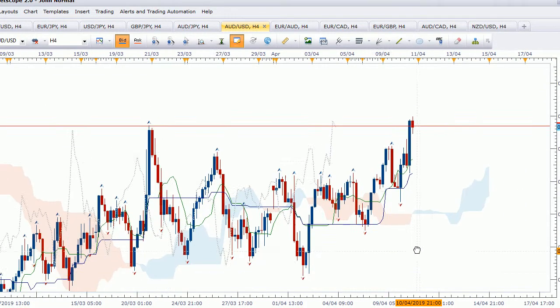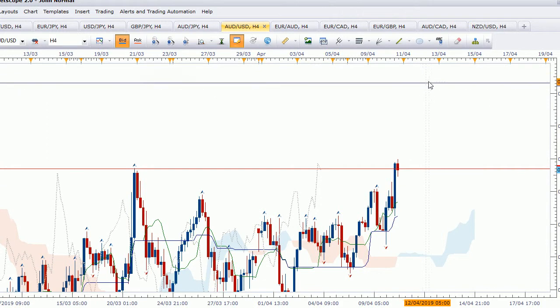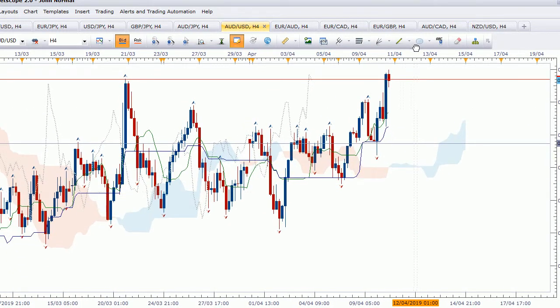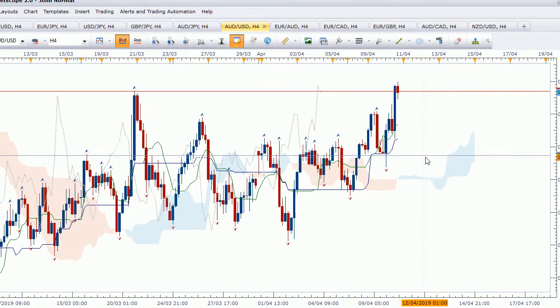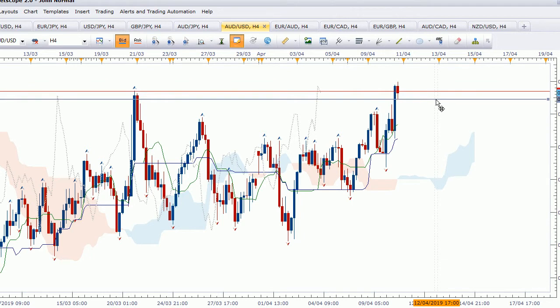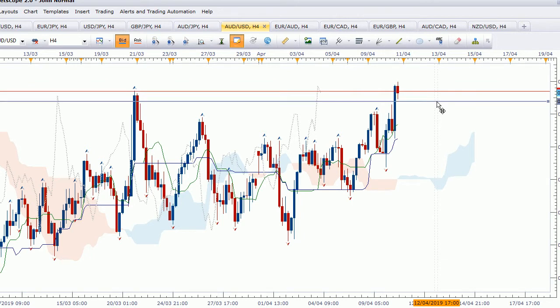I'll have to get another line. Here we are. I like to borrow lines that I've already put on, because they just build up. I end up with hundreds of lines on. So if we wanted to trade it at the moment, we'd take a break of that to the downside.